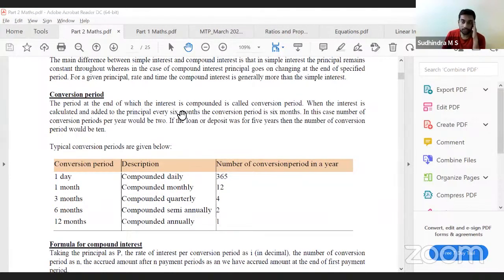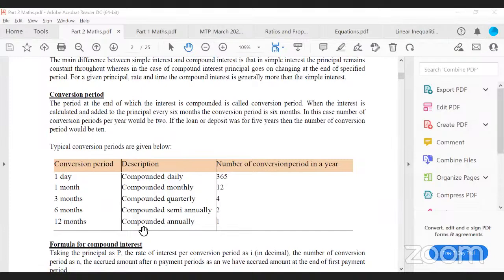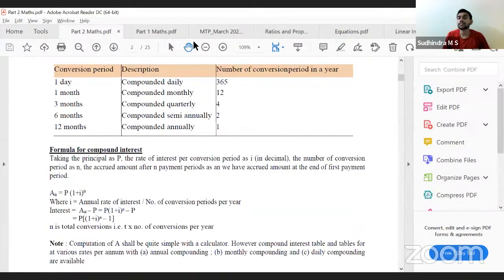So this conversion is also very important while calculating compound interest. Now, how do we calculate compound interest? We understood the concept, but how do we calculate it? Amount at the end of the period will be equal to principal at the beginning of the period into 1 plus i to the power of n. 1 plus i to the power of n.